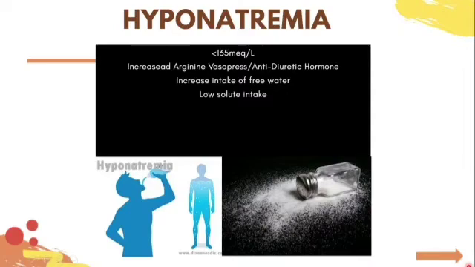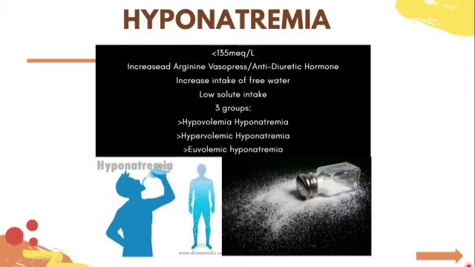Decreased plasma sodium concentration can result from loss of sodium from the extracellular fluid or addition of excess water to the extracellular fluid. So we have three subtypes of hyponatremia: hypovolemic hyponatremia, hypervolemic hyponatremia, and euvolemic hyponatremia.